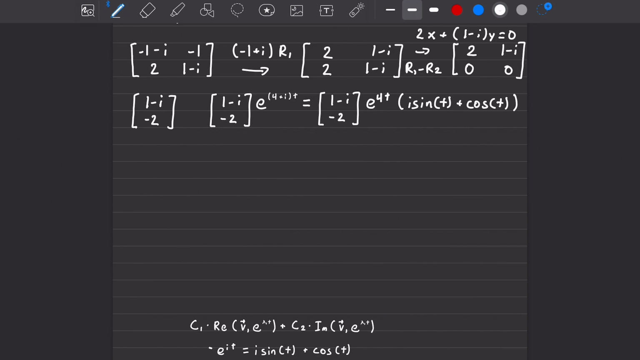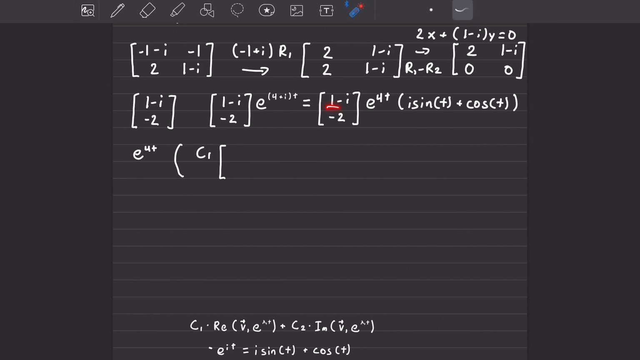I'm going to pull out this e to the 4t for now because it's only going to create some more work and confusion. So now what I'm going to do is split this whole thing into a real part and an imaginary part, okay? So I'm going to put some parentheses over here, and I'm going to put a C1, and let's start with our real part, right? So this is kind of where you have to do some foiling.